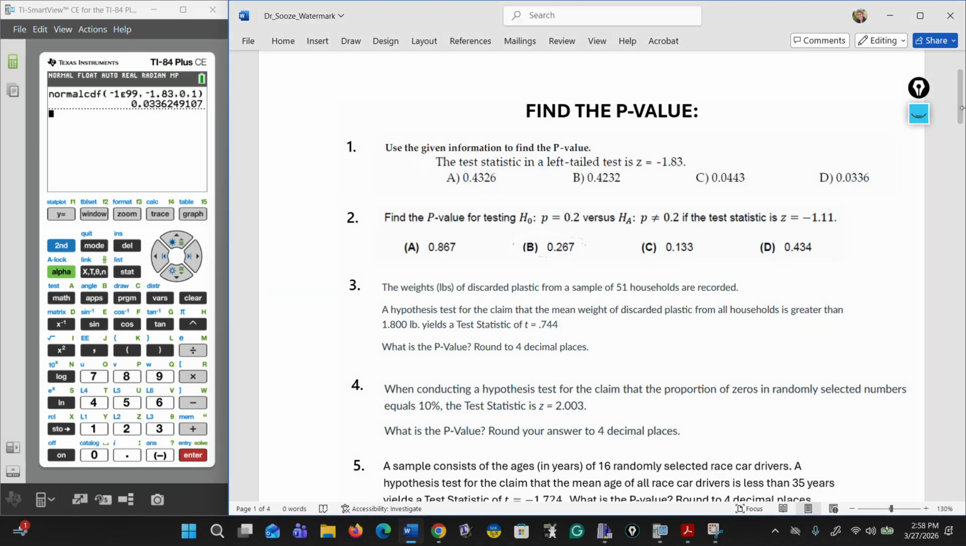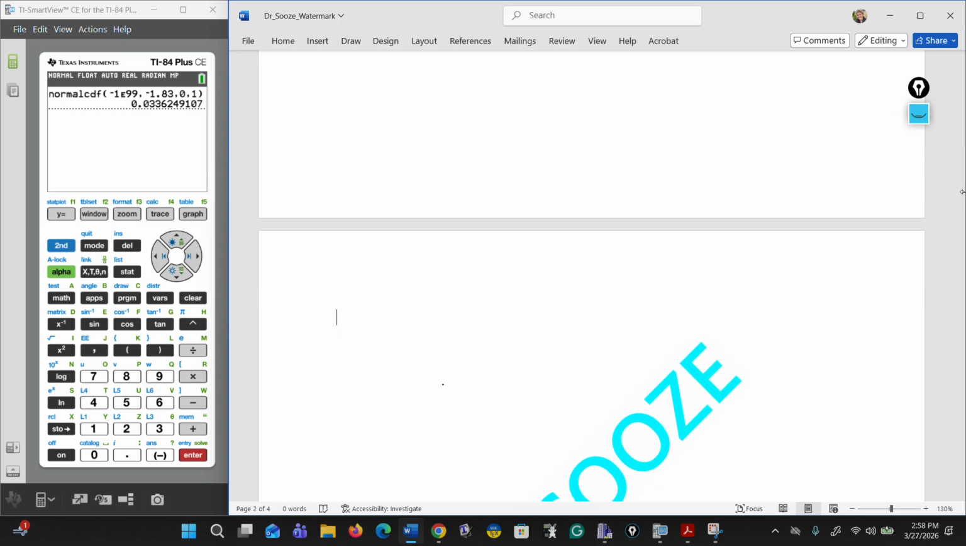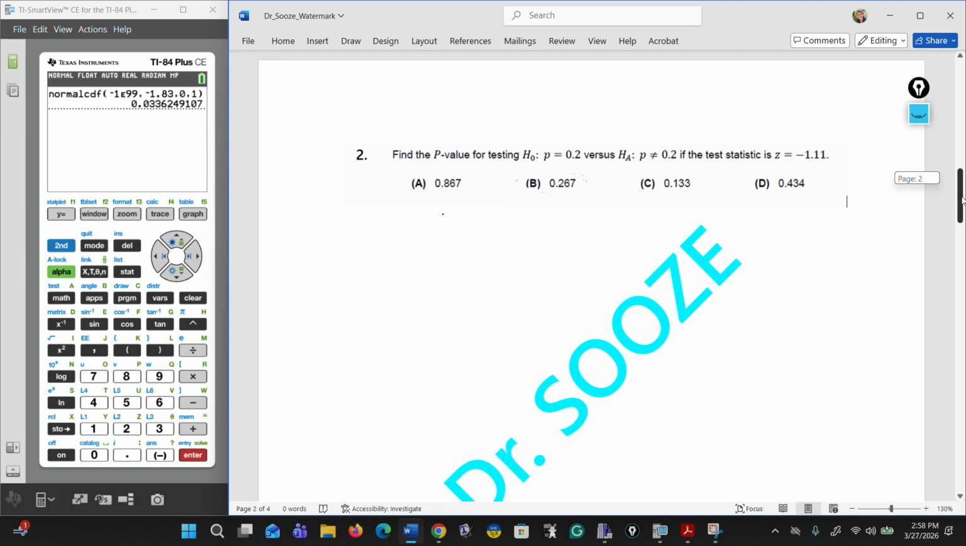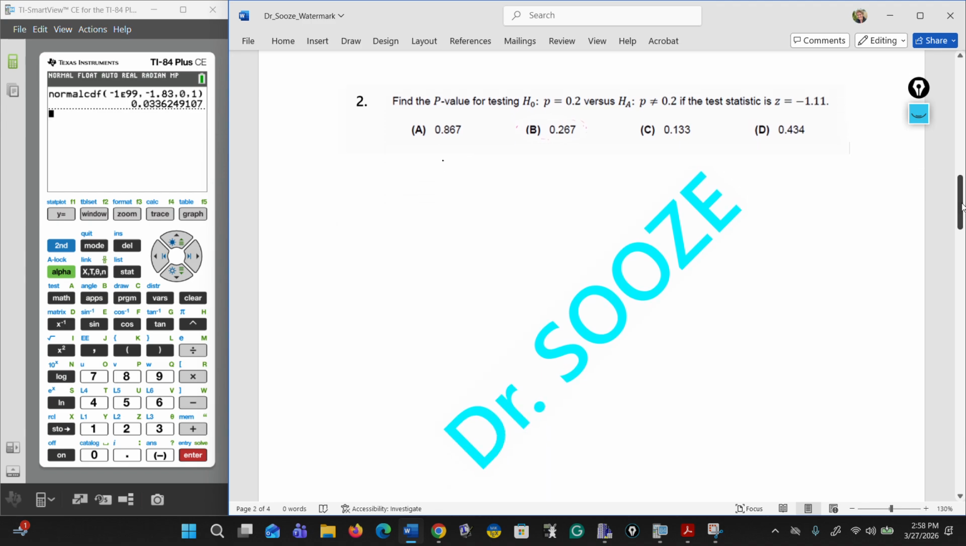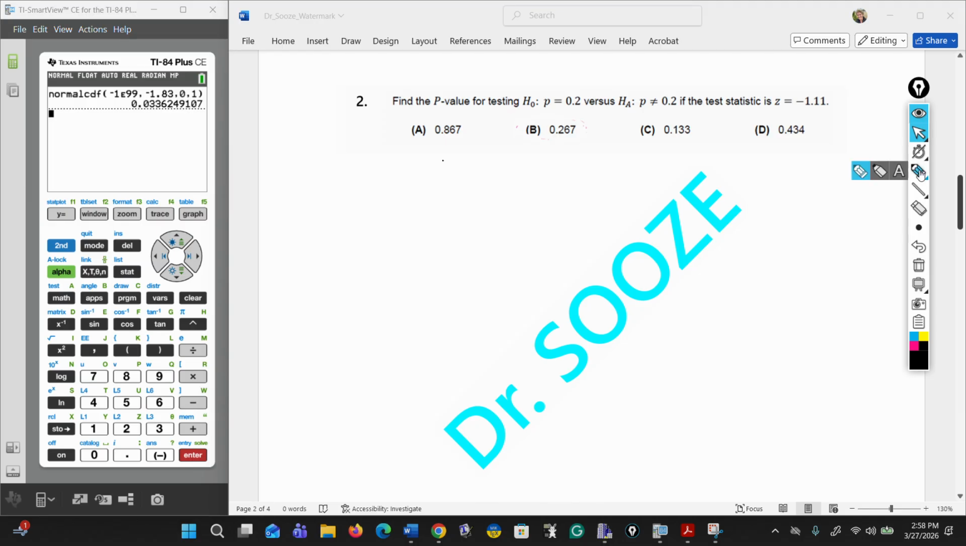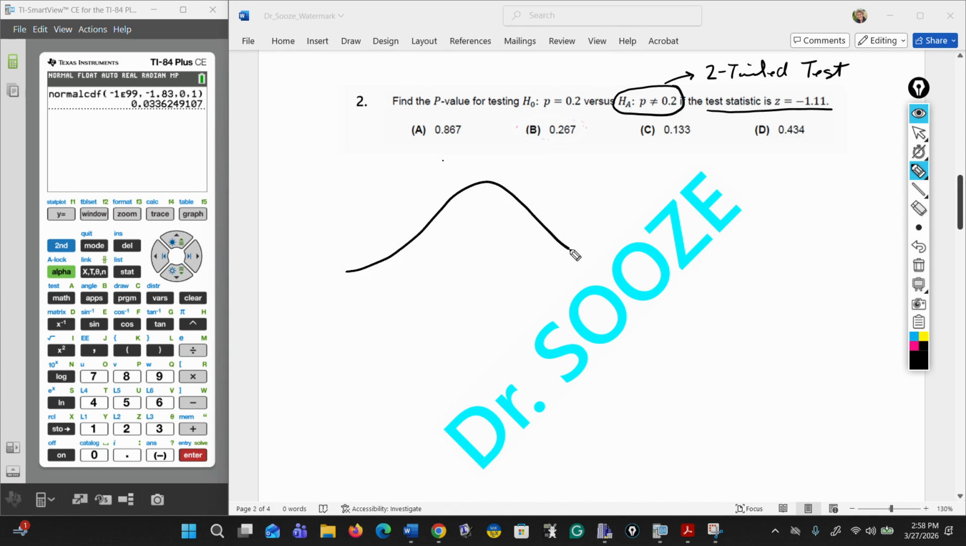All right, I'm going to come back down here. This one says, find the p-value for testing the null hypothesis, H0: p is equal to 0.2, and the alternative hypothesis. Now, in this one, we can see that the symbol of the alternative hypothesis is the not equal symbol. And because it's the not equal symbol, it's going to be a 2-tailed test. And I have a test statistic, and it's negative. And again, it is a z-score.